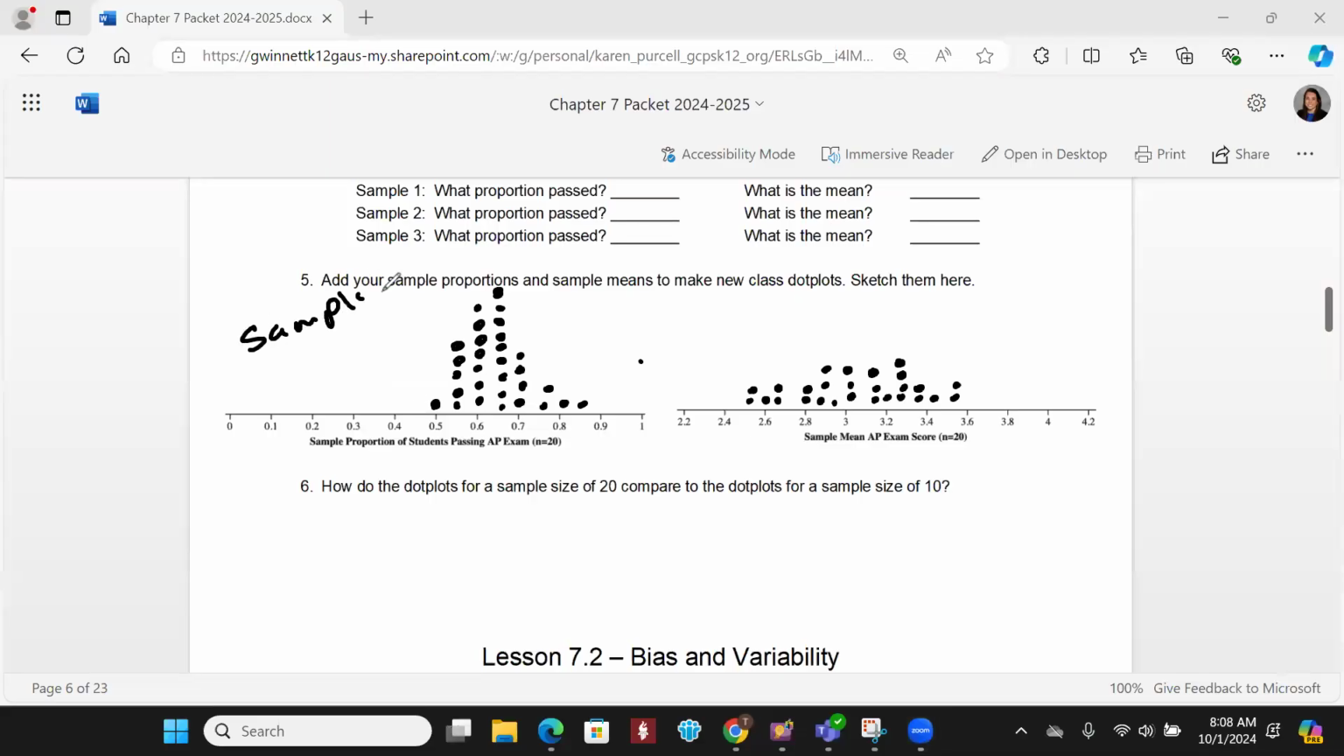Again, it doesn't have to be super perfect. We've got the sampling distribution of p hat and the sampling distribution of x bar, right? Okay, so how do the dot plots from the sample size of 20 compare to the size of 10? Looking back at your dot plot at the top of your page on the right-hand side, look at your means. Compare that one to the one you just did, the one that's on the board.